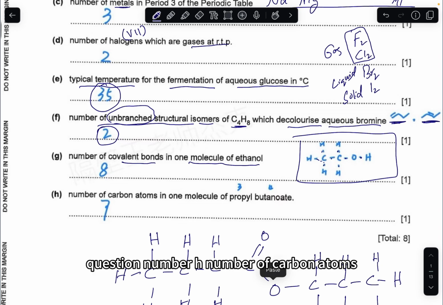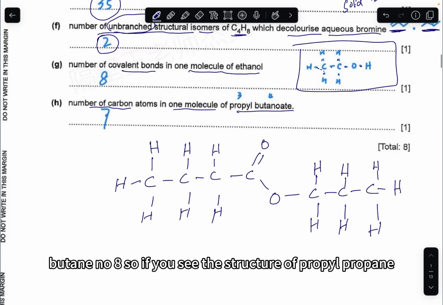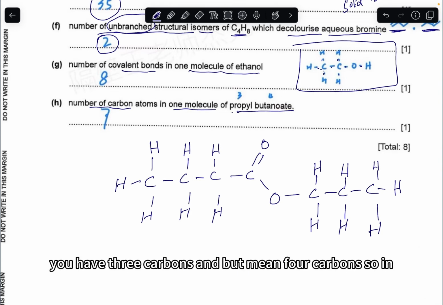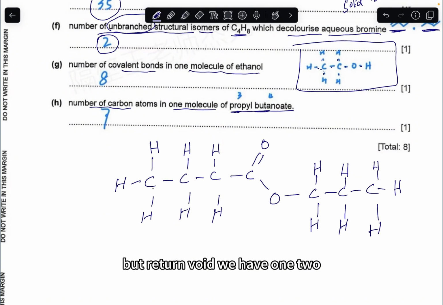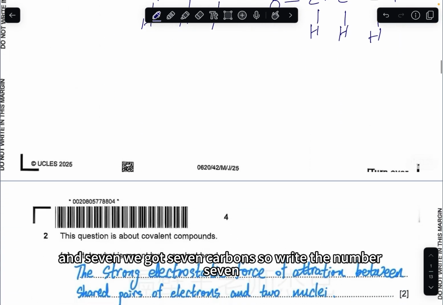Question number H, number of carbon atoms in one molecule of propyl butanoate. So if you see the structure, in propyl you have 3 carbons, and but means 4 carbons. So in butanoate we have 1 2 3 4, and in total 1 2 3 4 5 6 and 7. We got 7 carbons. So write the number 7.